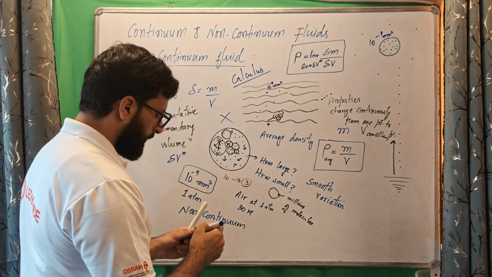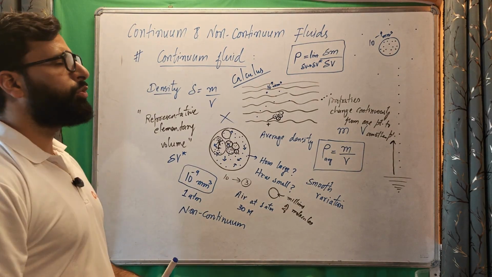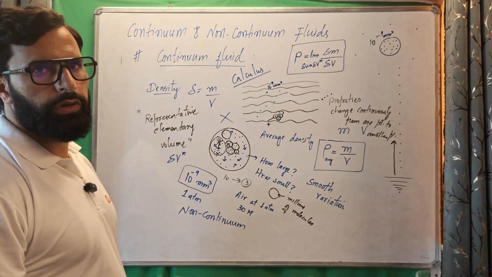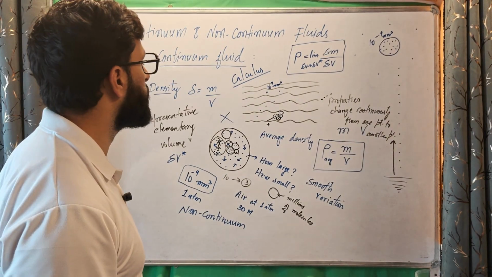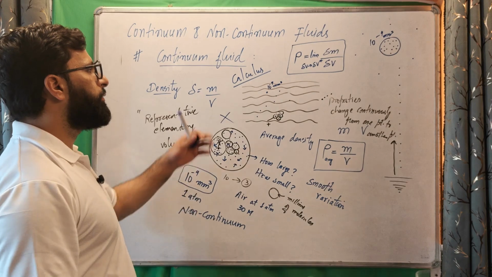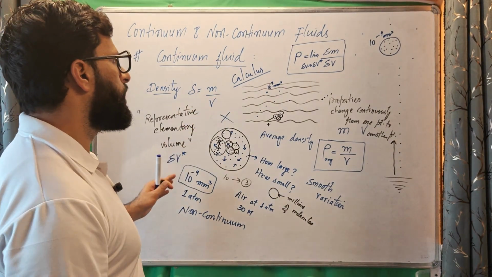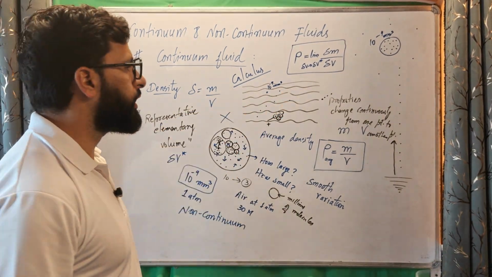In continuum fluid we use the law of conservation of mass, the law of conservation of momentum, and the law of conservation of energy. All those principles we apply and we get the differential form of the equation. Why differential? Because properties vary smoothly in a continuum fluid.